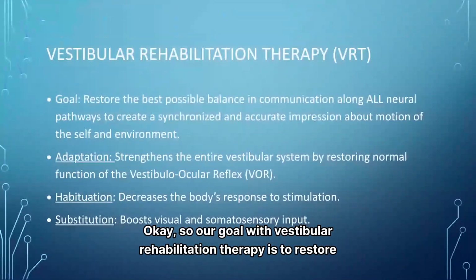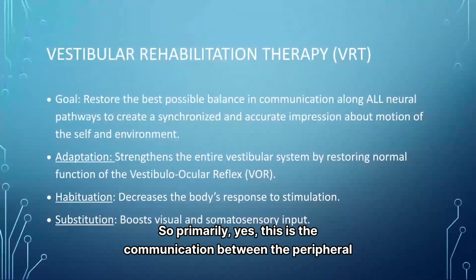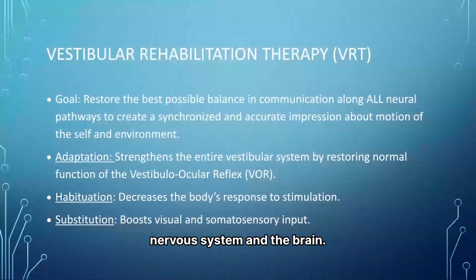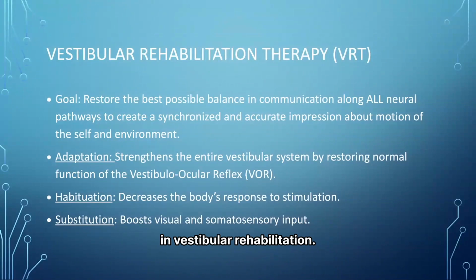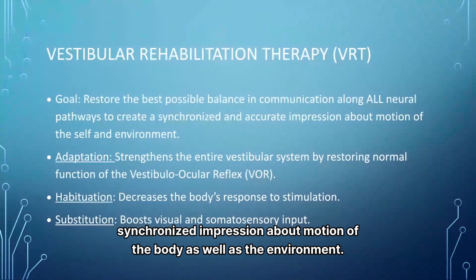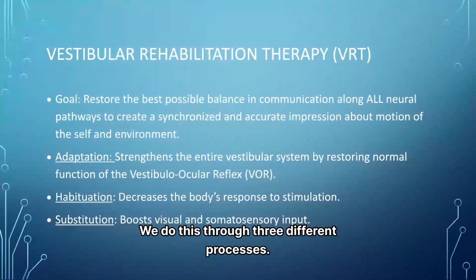Okay, so our goal with vestibular rehabilitation therapy is to restore communication along all of the neural pathways that are involved. So primarily, yes, this is the communication between the peripheral nervous system and the brain. And yet many other symptoms throughout the entire body are affected and are addressed in vestibular rehabilitation. And our goal is to create accurate, synchronized impression about motion of the body as well as the environment. We do this through three different processes.